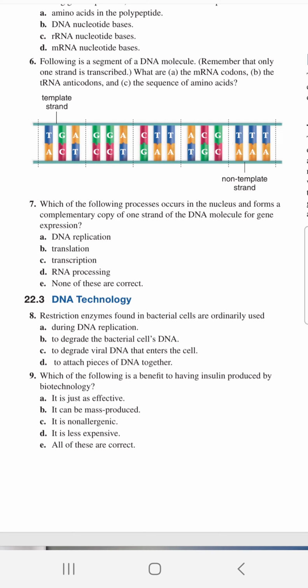So now we produce insulin by biotechnology, and one of the benefits is that it's just as effective. Right now we put bacteria in a small container, and you will get a large amount of insulin, so it can be mass produced, and people don't experience allergic reactions, and it is indeed less expensive than slaughtering animals. So all of these are correct.